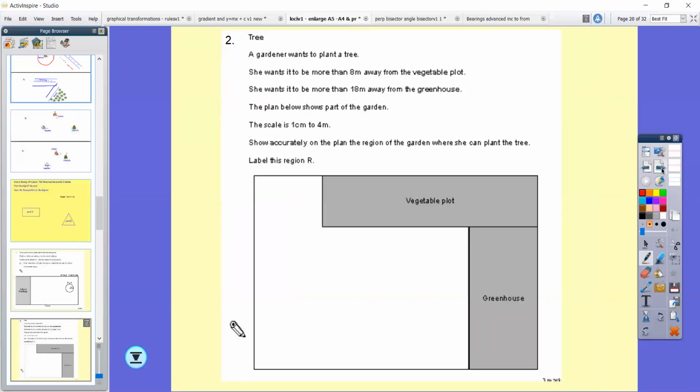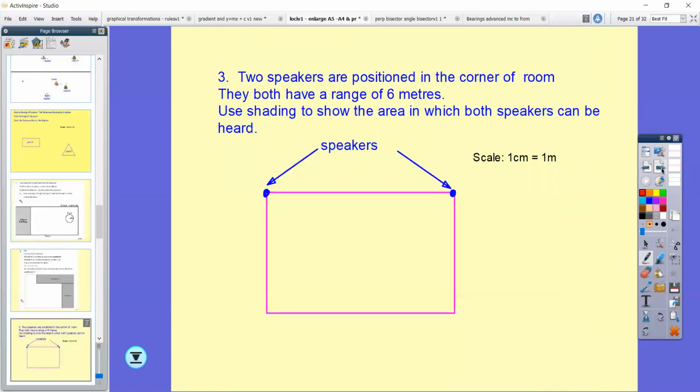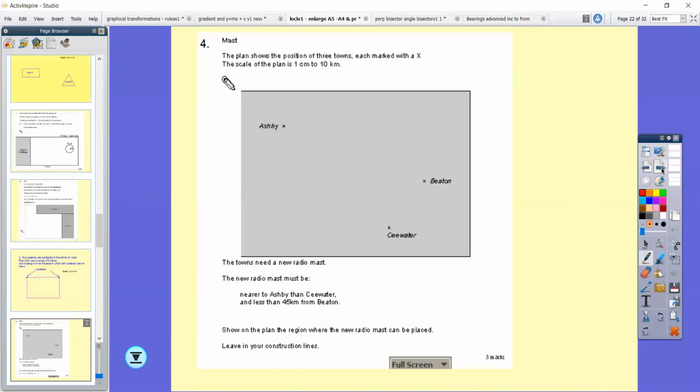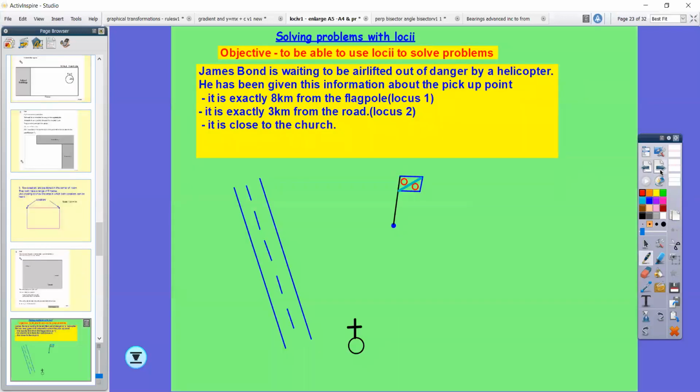More SATs questions, or just a variety of the same thing? Just to give a little bit of variety. These ones I like. This nearer to Ashby than seawater. And the idea that they need to be able to find the exact mid locus of all the points which are halfway between Ashby and seawater before deciding which side to shade. Just give them that practice of that wording as well.